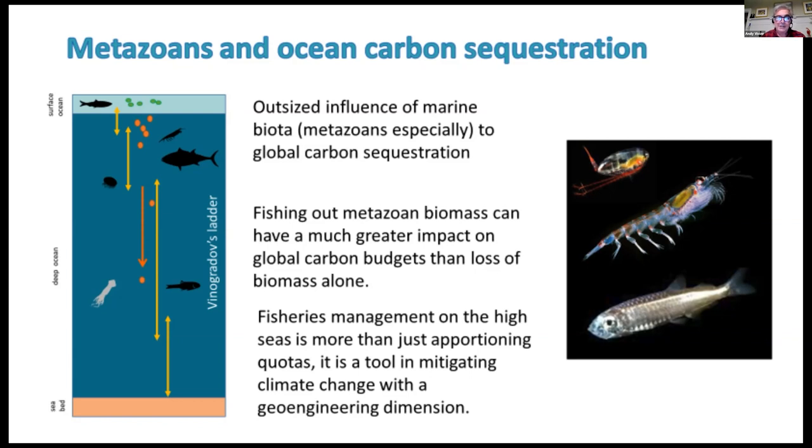So on that point, I would suggest that fisheries management is not simply a process whereby we reallocate fishing quotas, but it's actually a tool that we can use to mitigate climate change. And I think that's something that has already been mentioned in today's talks. So thank you very much.